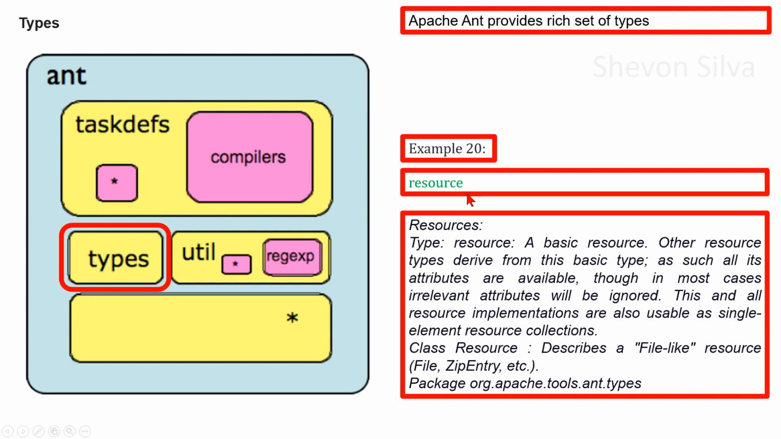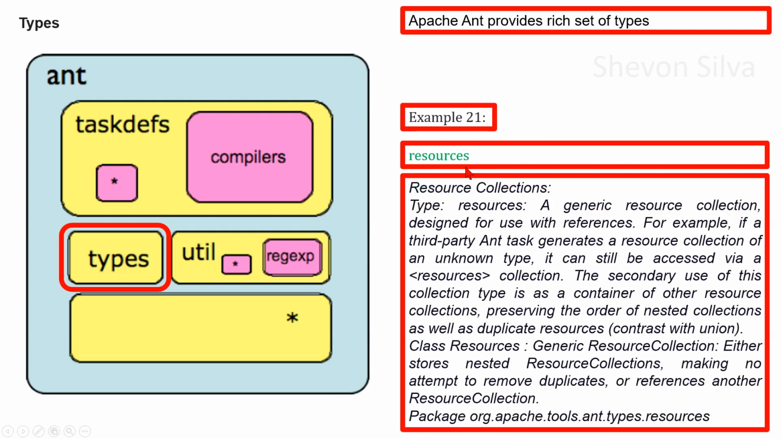This is in the package org.apache.tools.ant.types. Now we are considering resource collections, type resources, a generic resource collection designed for use with references. For example, if a third-party Ant task generates a resource collection of an unknown type, it can still be accessed via a resources collection. The secondary use of this collection type is as a container of other resource collections, preserving the order of nested collections as well as duplicate resources, in contrast with the union.